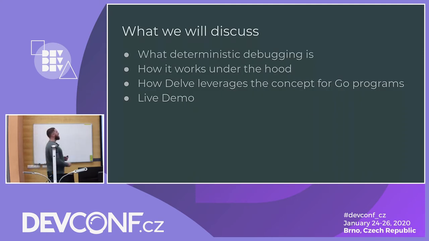So I want to give everybody an idea of the pace of this talk, everything that we're going to go through, and all of the major points that we're going to hit. So the first thing that we're going to talk about is what deterministic debugging is, which I think is very important since it's a concept that is not very well known, and that's going to set the stage for a lot of the rest of the talk.